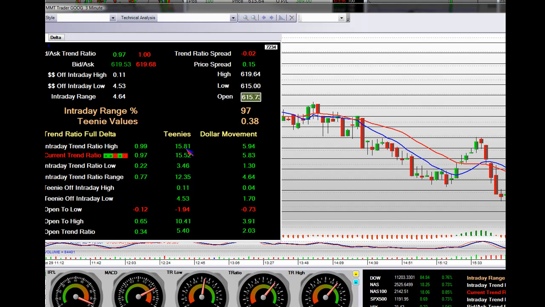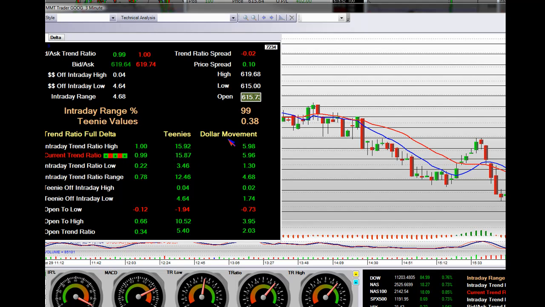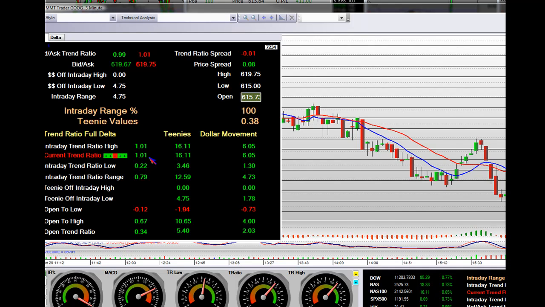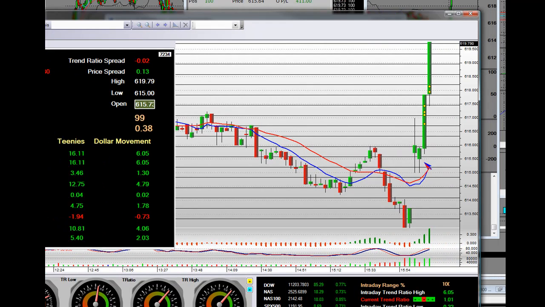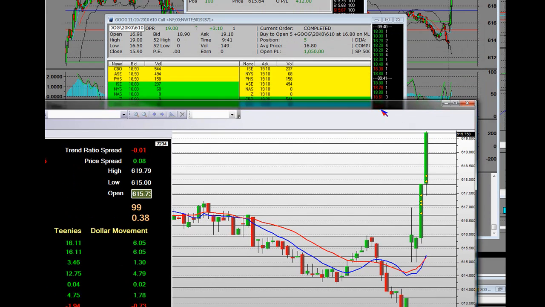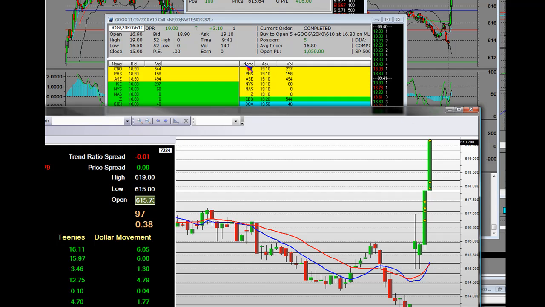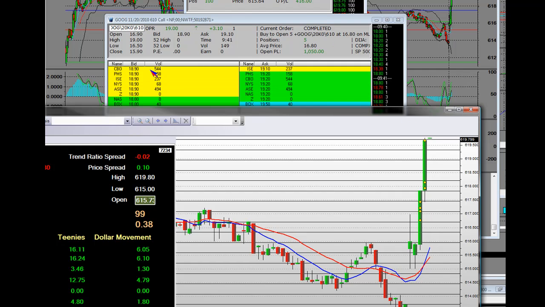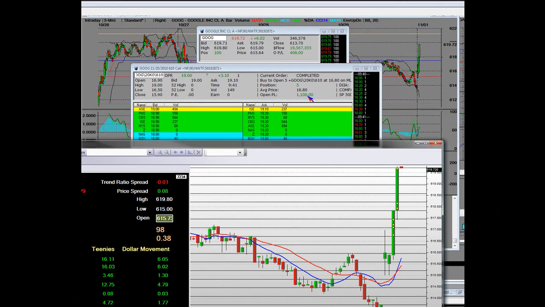That equals 15.81 teenies on the high. There it is, 0.92. There it is. I'm making higher highs. MMTs, you can see that. I'm making higher highs. Look at that. MMTs, higher highs. Contracts on the opening bell up $1,100 on 5.